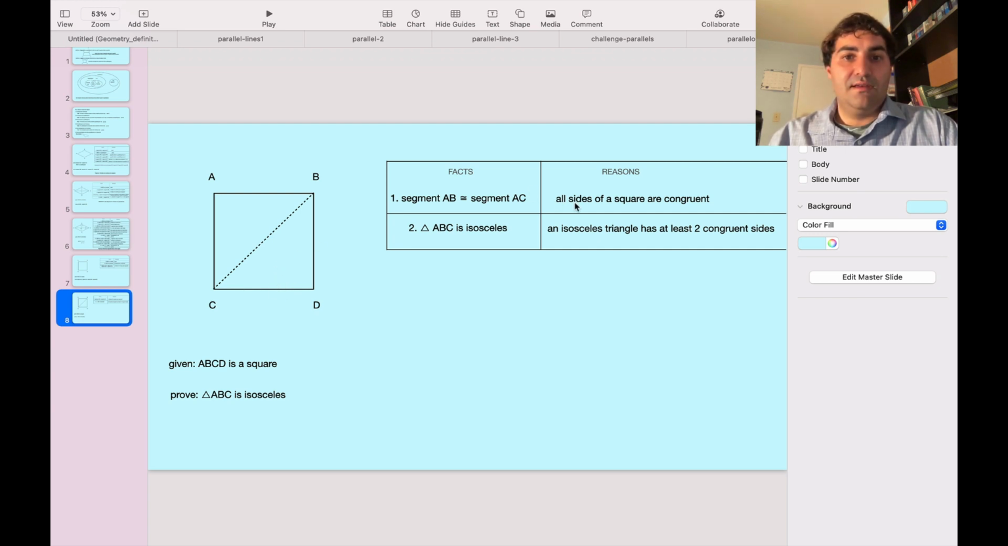So I just showed that all sides of a square are congruent. So in other words, segment AB is going to be congruent to segment AC, right? Well, if you look at this triangle ABC, if a triangle has at least two congruent sides, it's an isosceles triangle, right? So in other words, triangle ABC is isosceles.